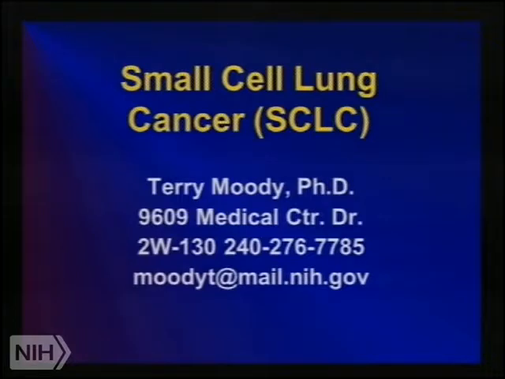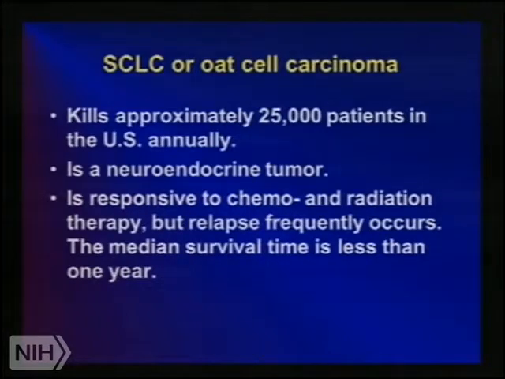Okay, so we're going to lecture then about small cell lung cancer. And this cancer kills about 25,000 patients in the US annually. So this is about 1/6 of all the lung cancer patients that die. And all the other types of cancer are non-small cell lung cancer. That's epithelial cancer. Small cell lung cancer is a neuroendocrine cancer.